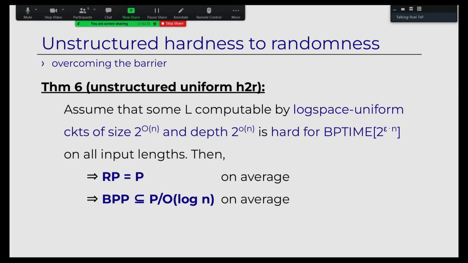In particular, this class is much larger than PSPACE. Linear space is contained in size 2 to the O(n) and depth n squared. This is a vast relaxation, so probably outside PSPACE. And the function is hard for probabilistic algorithms in running time 2 to the epsilon n. Then you get polynomial time derandomization: RP equals P, or BPP is contained in P with a few bits of advice.